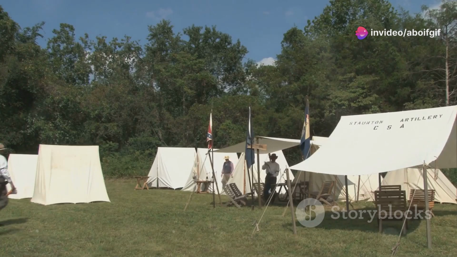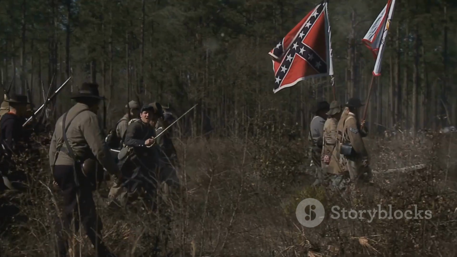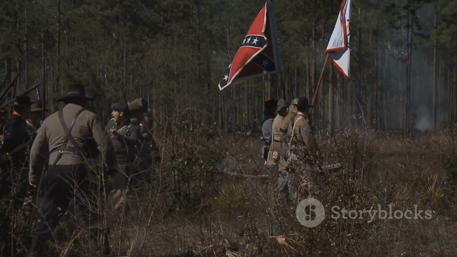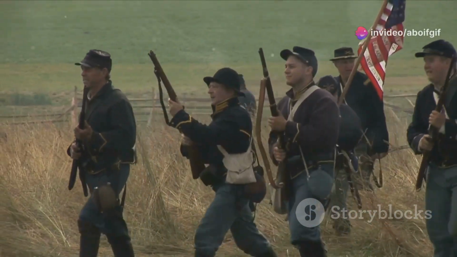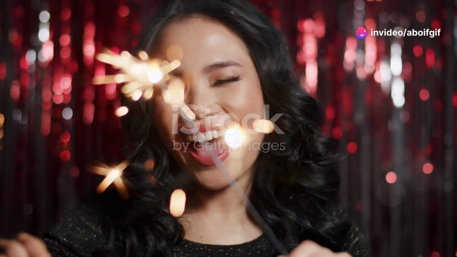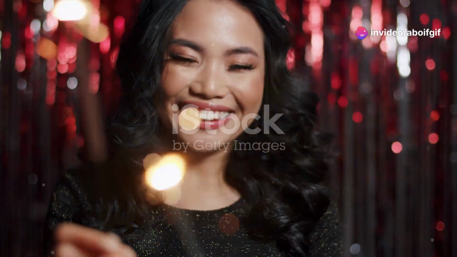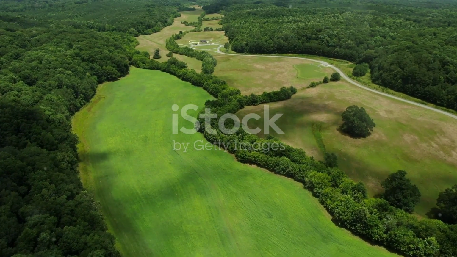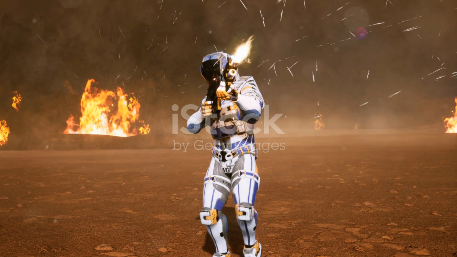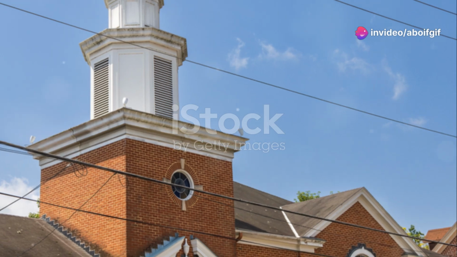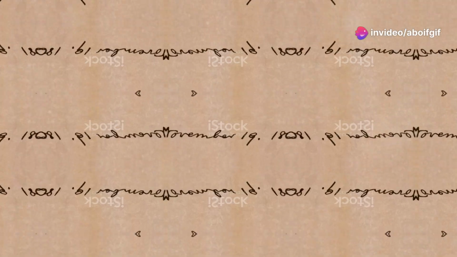The Union forces managed to hold their ground against repeated Confederate assaults. The most famous of these attacks was Pickett's Charge, a failed attempt by the Confederates to break through the Union lines. The Union victory at Gettysburg had significant strategic and psychological impacts. It halted the Confederate invasion of the North and boosted Northern morale. The battle also inflicted severe losses on the Confederate Army, from which they would never fully recover. Gettysburg is remembered as a crucial turning point in the Civil War.